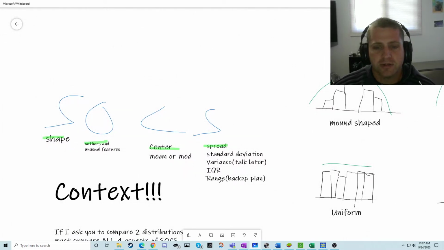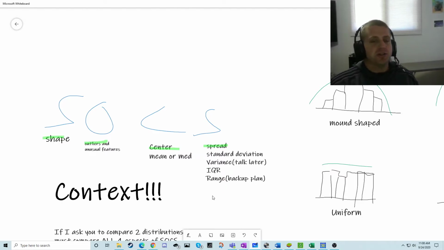Spread, there's four measures of spread that we will talk about. Standard deviation goes with mean. I wouldn't use it unless the problem gives it to you, but it works really well with mean. Variance is just standard deviation squared. It's not what we use most often, but the word will show up here and there throughout the quarter. IQR is for box plots, and range is your backup plan. If you have none of these other things, just take the highest minus the lowest and find the range.